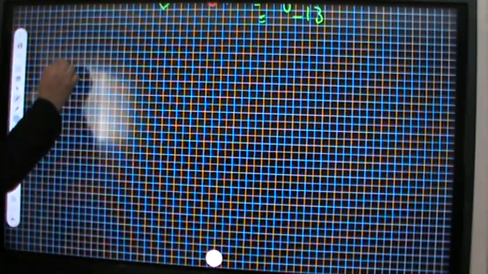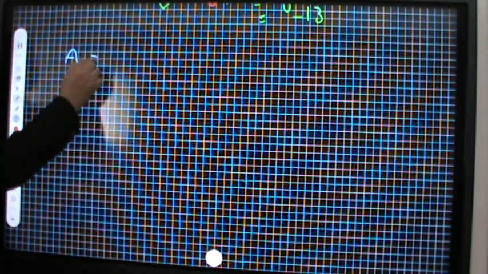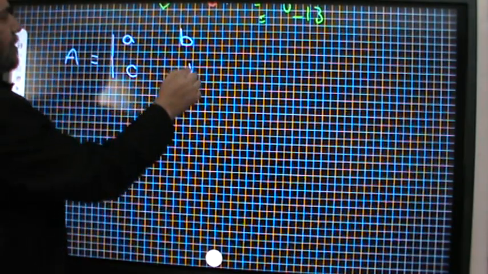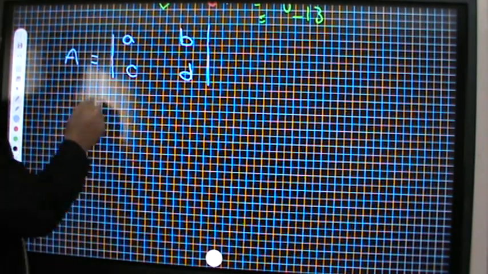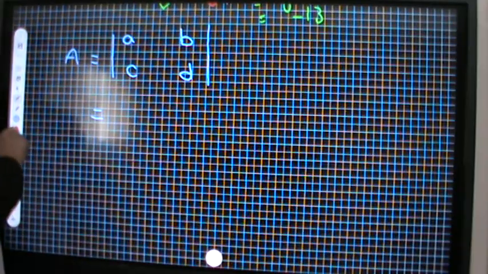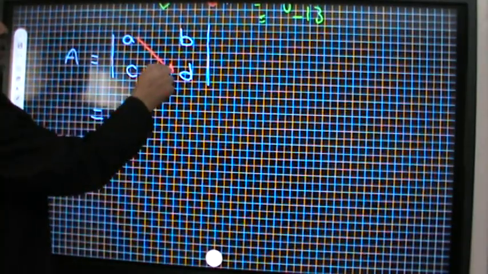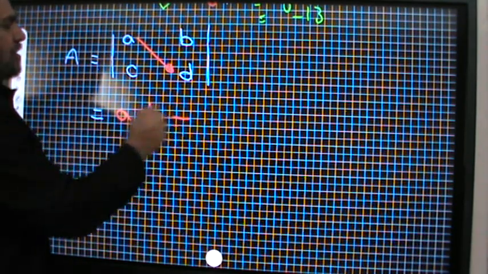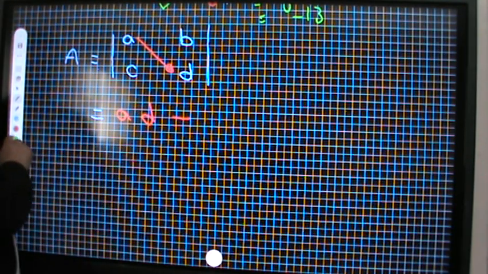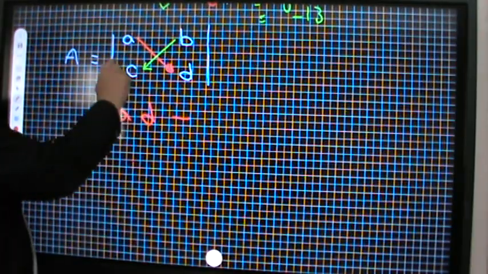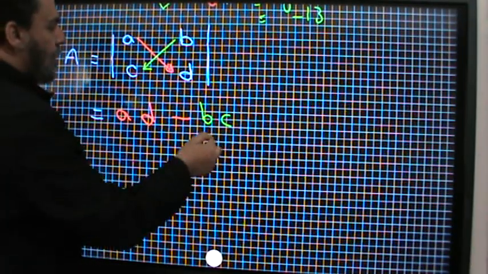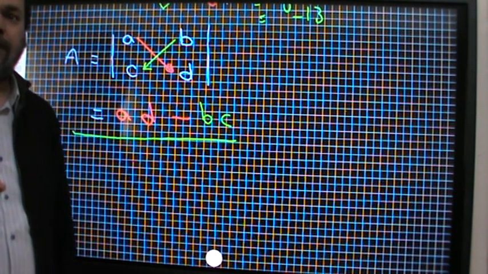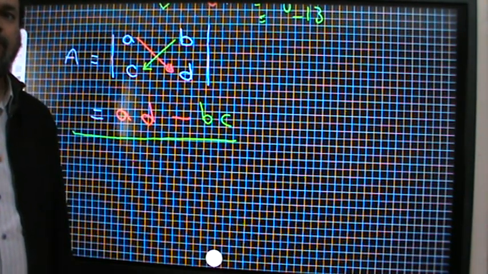Then if you have the determinant A equal to A, B, C, D in general, any elements, then A equals the product of the principal diagonal, which is AD, then subtract the product of the non-principal diagonal, BC. This is our rule for getting the value of a square determinant.